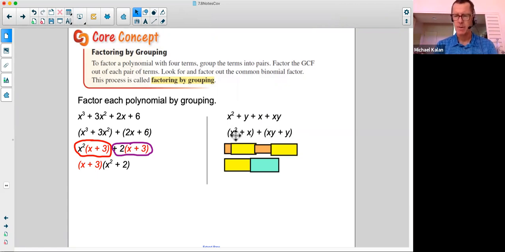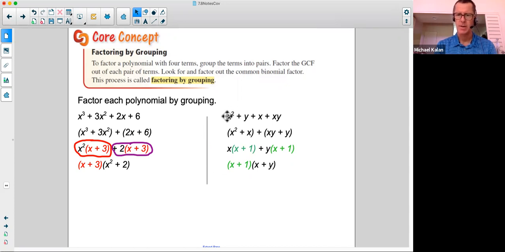What's the GCF of the first blob, the first parentheses? X, right? What would be left inside? X plus 1. What can I factor out of the second one? Positive y. What would be left? An x plus 1. So out of this blob and this blob, what is the GCF? It's colored for you, x plus 1. What would be left? X plus y. Can I factor either of those further? No. How could you check these? You could multiply back out and get to here.